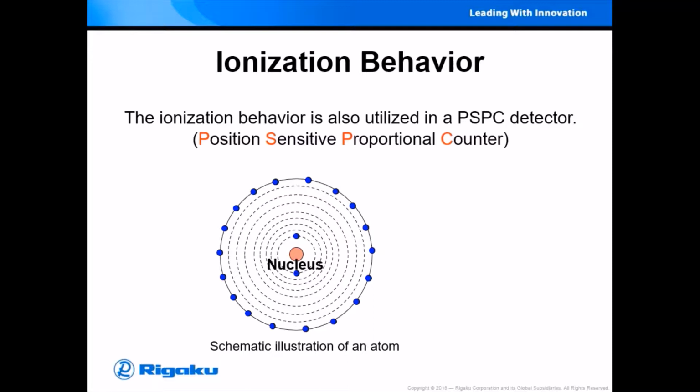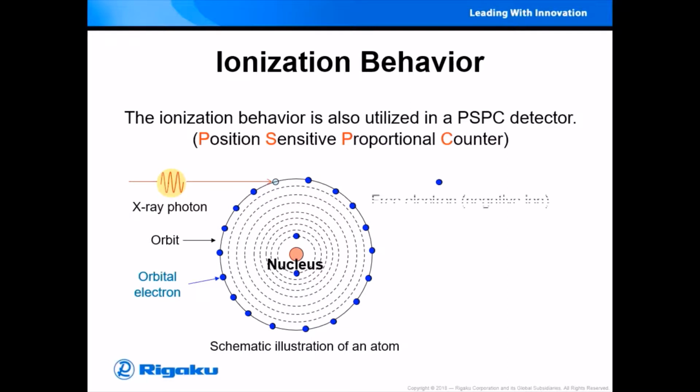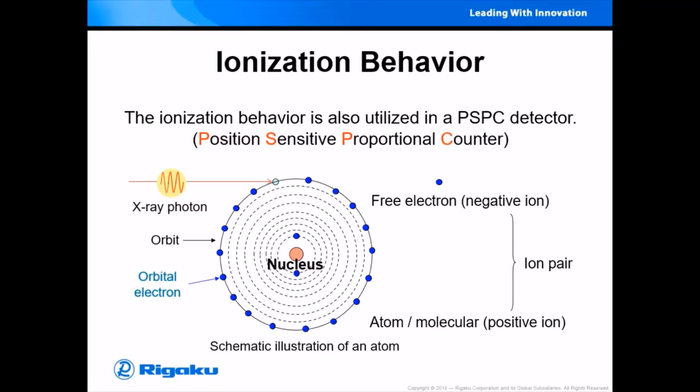This is a schematic illustration of an atom. There are a lot of orbits around a nucleus, and each orbit has a certain number of orbital electrons. As an X-ray photon hits an outer orbital electron, it kicks the electron out of the atom. Due to this, the atom becomes a positive ion, making an ion pair with the electron kicked out from the atom. One detector that uses this ionization process is a PSPC, position-sensitive proportional counter.